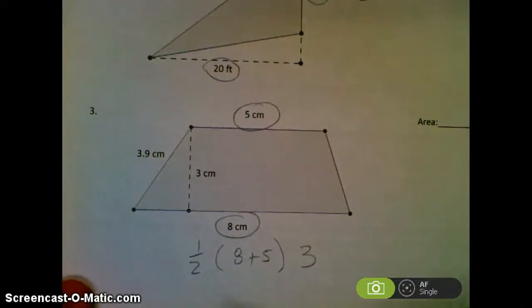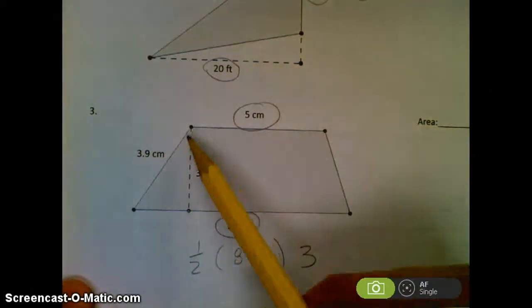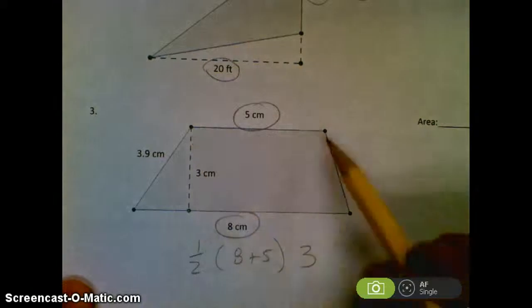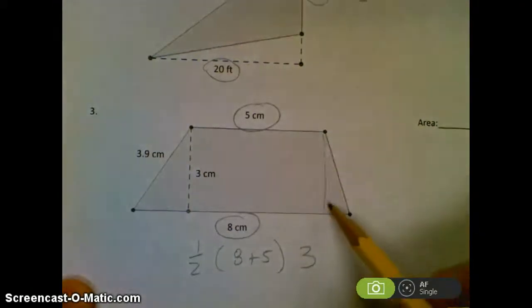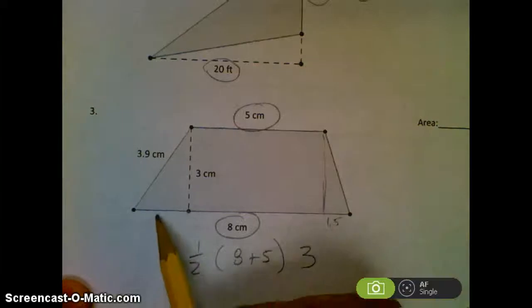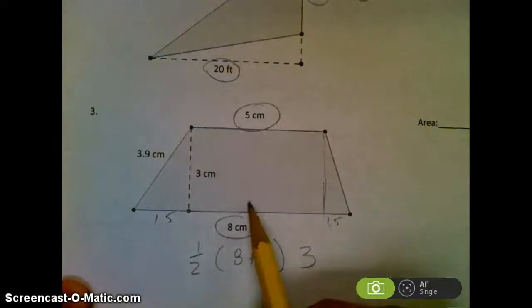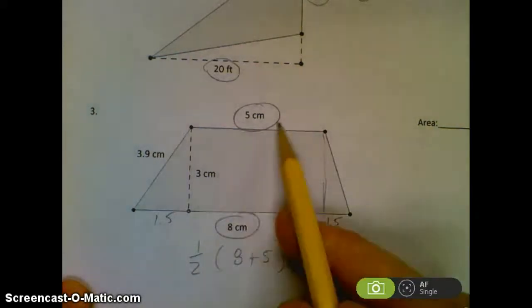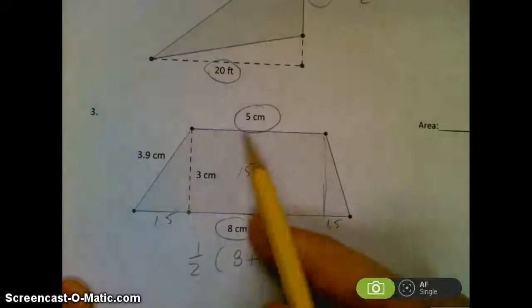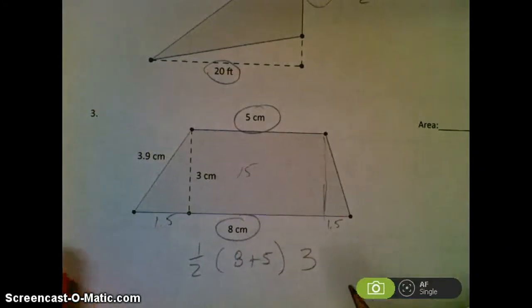The other way to do it would have been, even though these triangles here are not congruent, some people found the answer by saying that this was 1.5 and this was 1.5, and then finding this as a rectangle, that one being 15 as a rectangle. And it worked. It wasn't exactly right, but it still got the right answer.